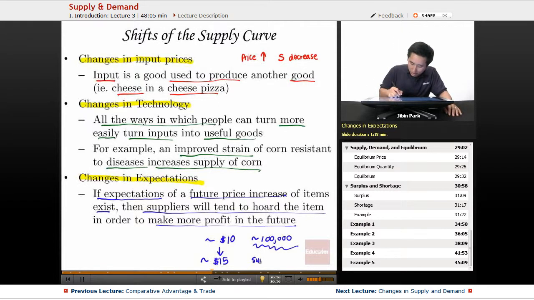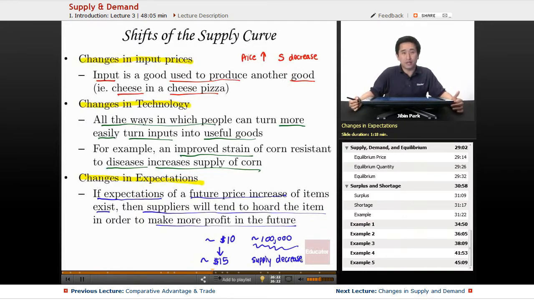Well, the supply is going to decrease. You're going to tend to hoard it, right? You know the price is going to increase, so you're going to decrease the supply. It's almost like a self-fulfilling prophecy because you know that the price is going to increase, so you want to restrict that supply right now to try to sell it more in the future.